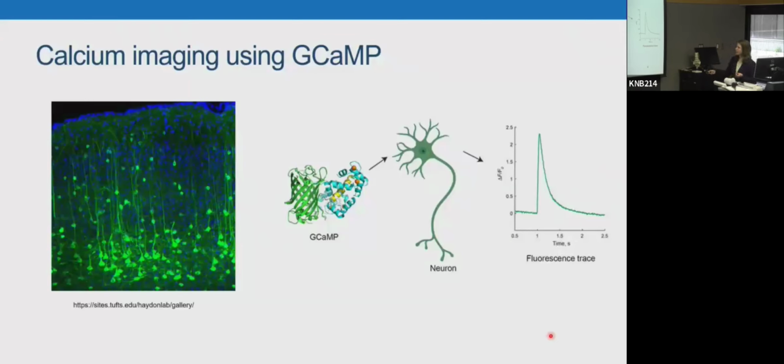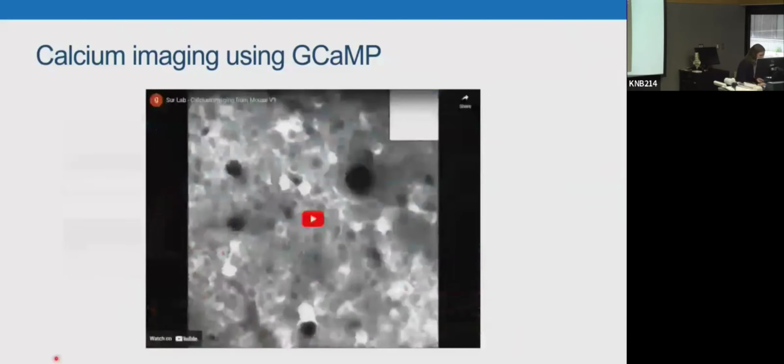So this is an example of some cells that are expressing GCaMP in the hippocampus in this case. And this is an example of a signal that you'd get with this increase in fluorescence during an action potential. And I'll show you a video so you can really see what this looks like.